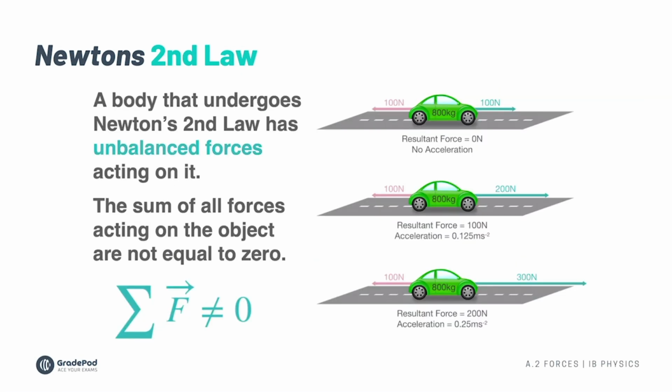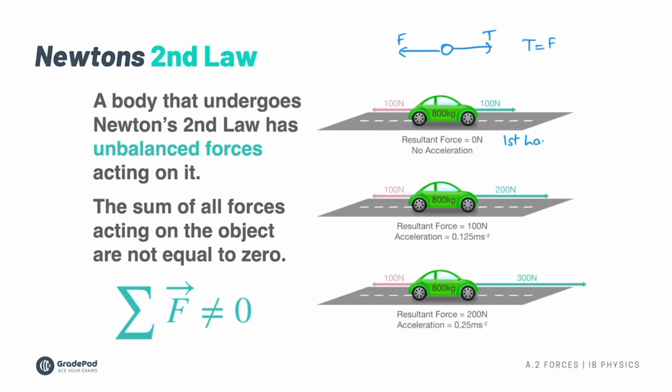Let's move on to Newton's second law. Earlier we had an object in Newton's first law and the forces were balanced on either side. So let's just say that's thrust and that's friction. In Newton's first law, the value of thrust would be equal to the value of friction. In Newton's second law, that is not true. You can see here, this is Newton's first law. The value of thrust is 100 newtons and the value of friction is 100 newtons. So there's no acceleration. That object is undergoing Newton's first law.